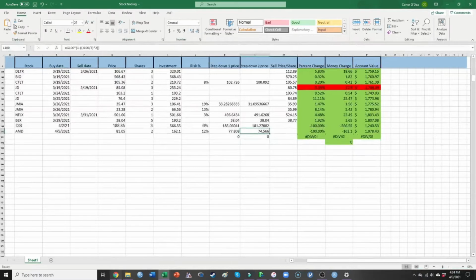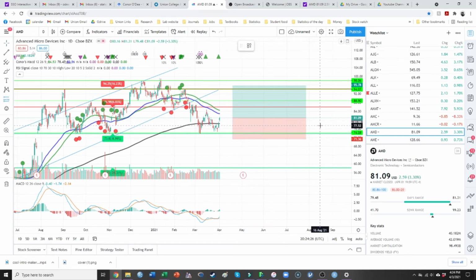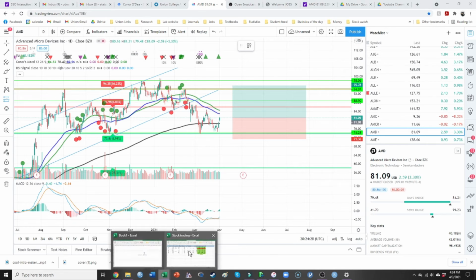So let's come back and let's say, okay, why do I want to buy more at that point? Well, we said if the stock drops to $77 here, let's actually get close to the exact amount.